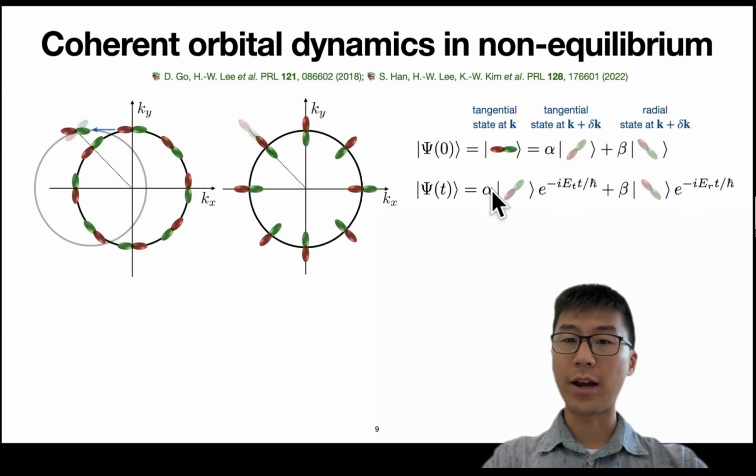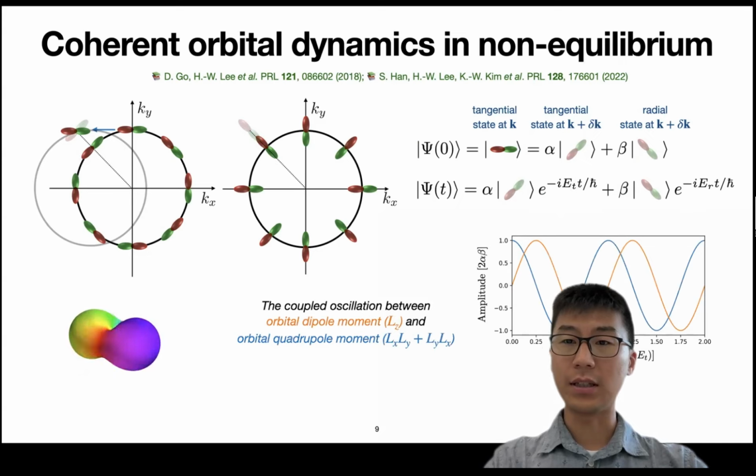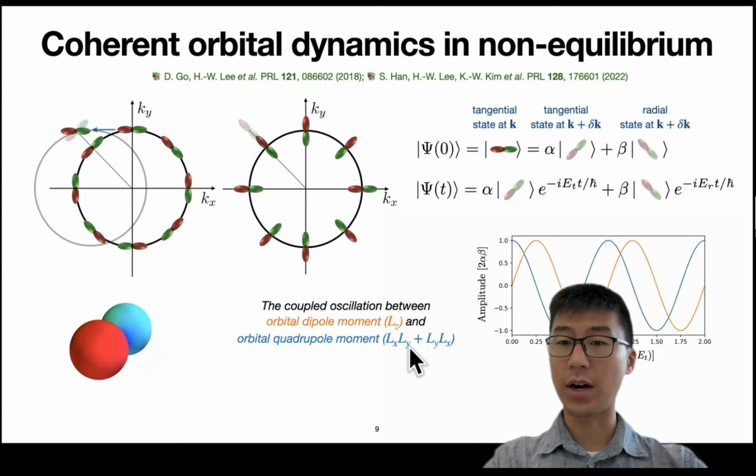And then the relative ratio between alpha and beta will depend on how much we actually kick the momentum. So eventually, what you see from these dynamics is that because the rate of the oscillation is different, you have a coupled oscillation between Lz and the orbital quadrupole moment, that is the product between Lx and Ly. So first, you have no orbital angular momentum in the beginning, but orbital angular momentum can arise with the drop of quadrupole moment, and they have coupled oscillation between the two.